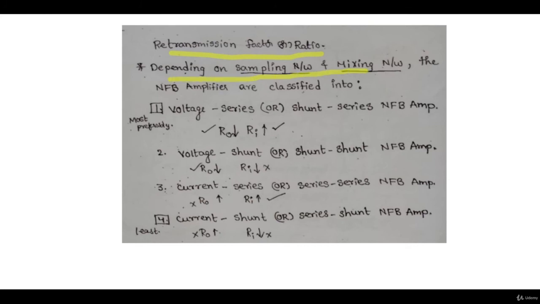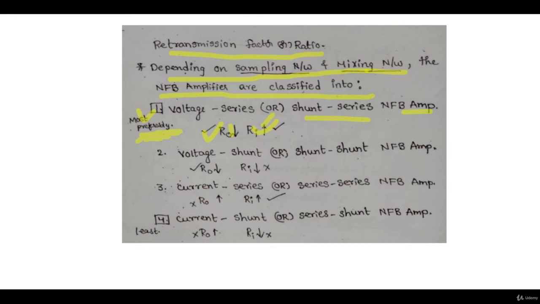Depending upon sampling and mixing network, the negative feedback amplifier is classified into 4 types. Voltage series, also called shunt series negative feedback amplifier, where output impedance is low and input impedance is high, which is the most preferable case. Because we want to decrease the output impedance and increase the input impedance, this configuration is perfect for us.